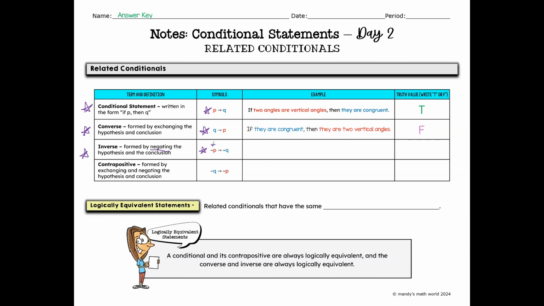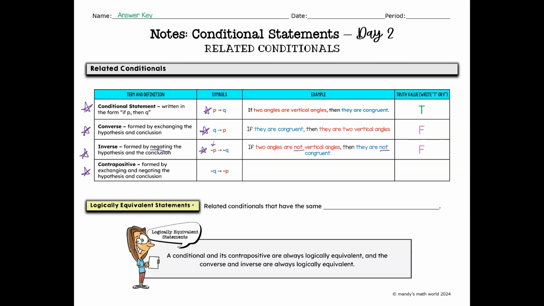So how would I write that? If two angles are not vertical angles, then they are not congruent. So I'm negating the hypothesis right here and the conclusion right here. Again, could we have congruent angles that are not vertical? We could. So this statement's truth value is false.